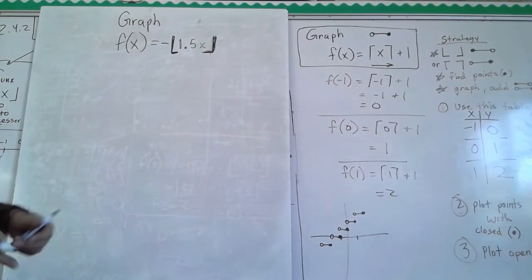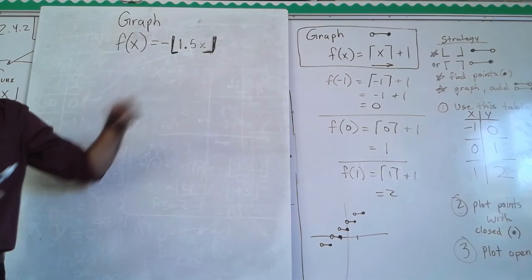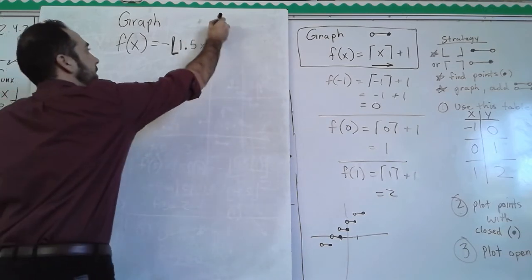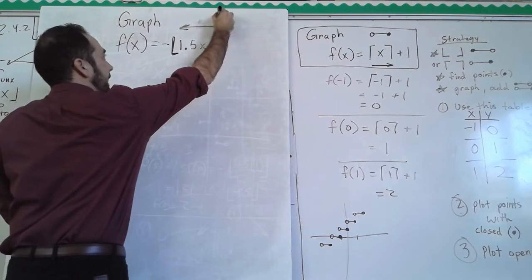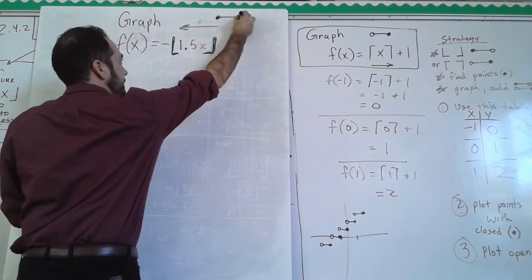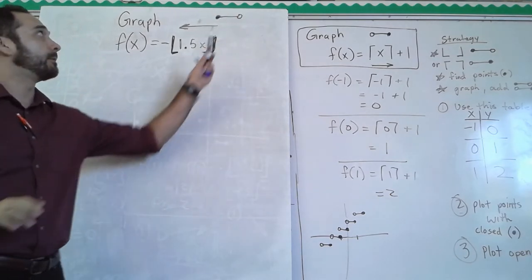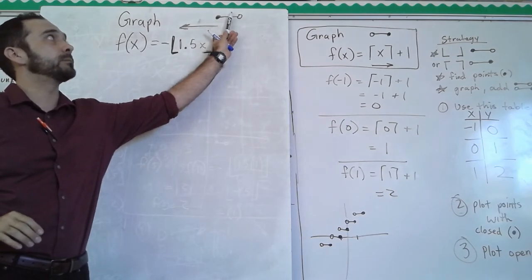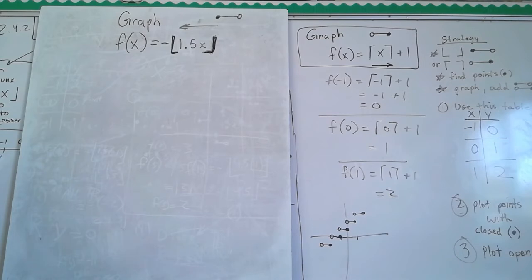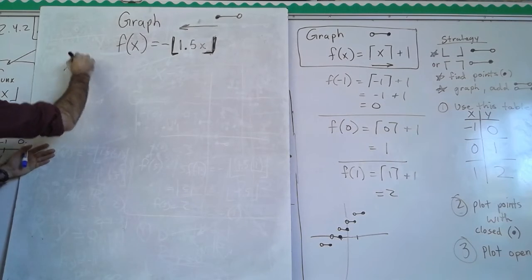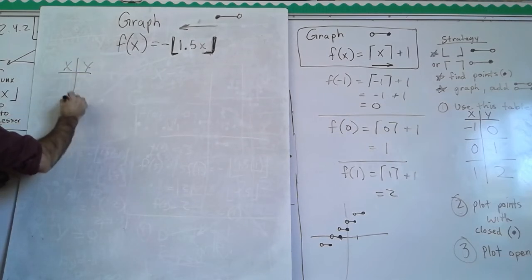So, first off, we know that it's a floor function, so we know we are going to be rounding to the lesser number. We also know that our segment is going to look like so, because whatever value you have, if it's a decimal, you're rounding to the lower whole number, the lesser one. So, let's do our box. Make a table: -1, 0, 1.